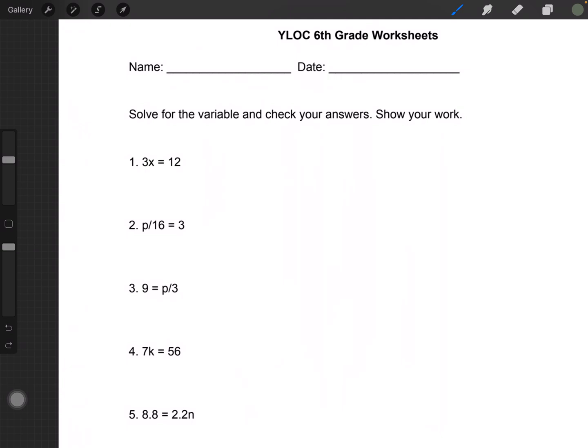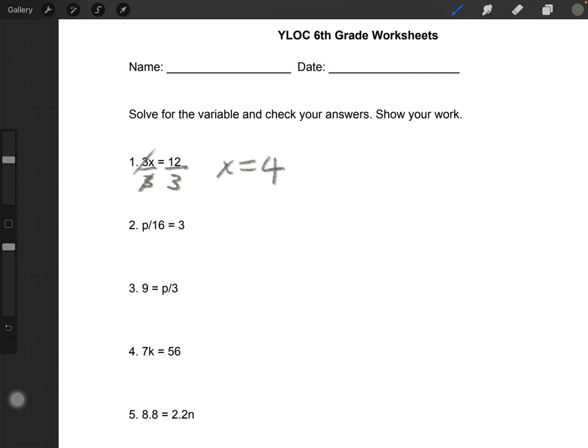So what we want to do is isolate the x, and the x is being multiplied by the 3, so we want to do the inverse operation, which is division. And so we want to divide both sides by 3. And you see, if we do that, the 3 and the 3 cancel out to be 1. And now we have x is equal to 12 divided by 3, which is equal to 4.